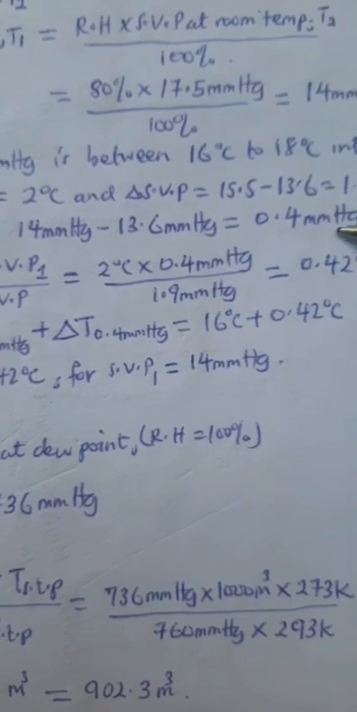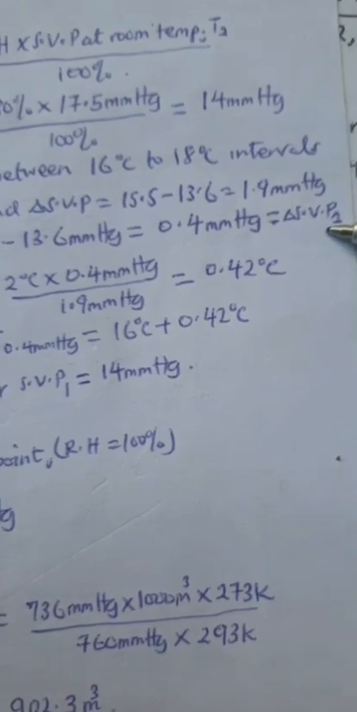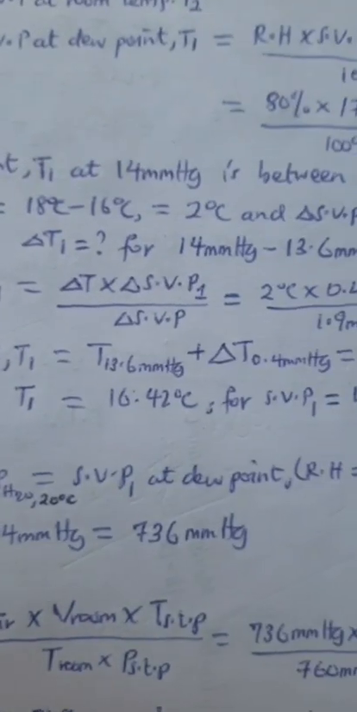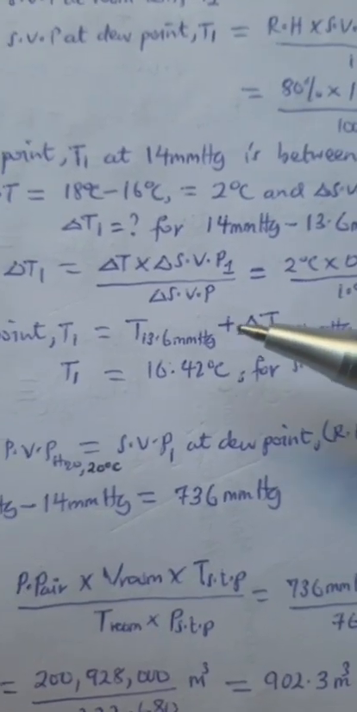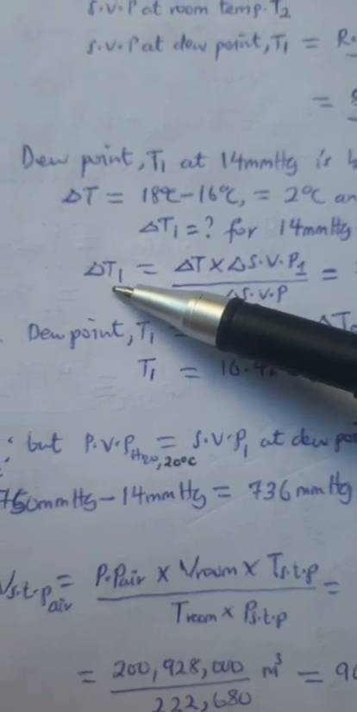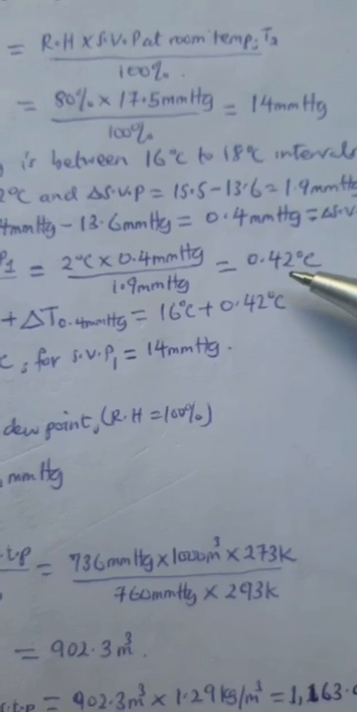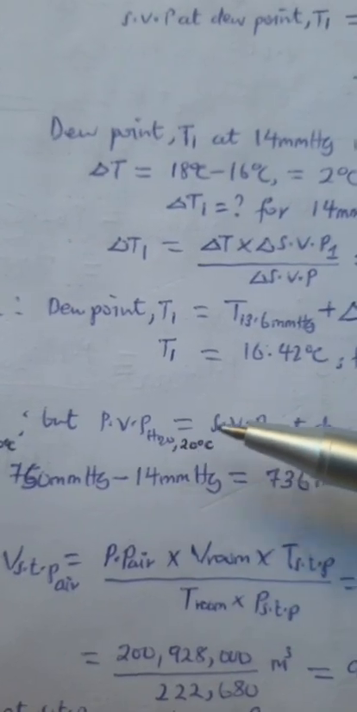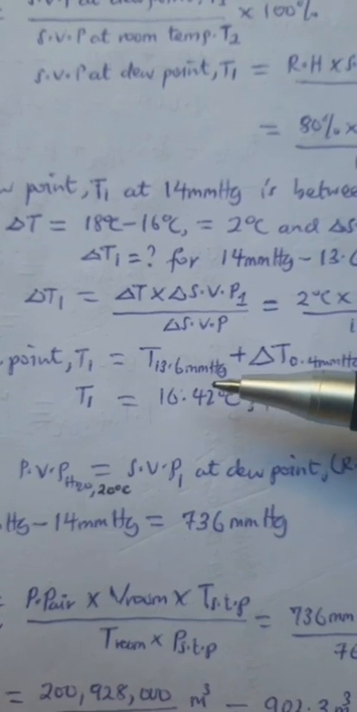This change also we give as a change of saturation, sub 1, because this happens within these saturations at dew point. And then this saturation is respectively equal to the change of temperature T1, which is equal to 0.42 degrees centigrade.